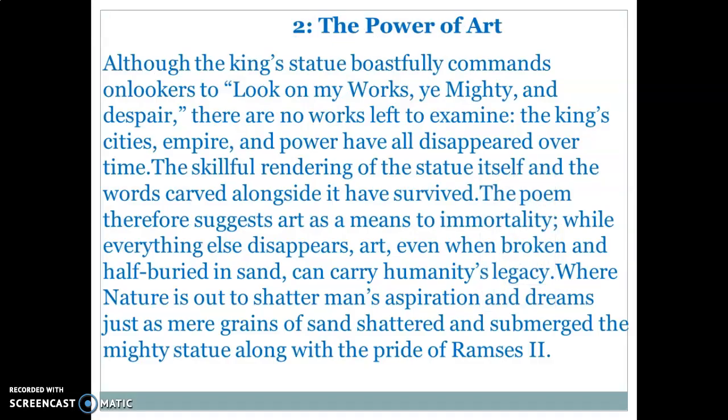Then the second theme is the power of art. Although the king's statue boastfully commands onlookers to look on my works, ye mighty, and despair, there are no works left to examine. The king's cities, empire, and power have all disappeared over time. The skillful rendering of the statue itself and the words carved alongside it have survived. The poem therefore suggests art as a means to immortality. While everything else disappears, art, even when broken and half buried in sand, can carry humanity's legacy, where nature is out to shatter man's aspirations and dreams just as mere grains of sand shattered and submerged the mighty statue along with the pride of Ramesses II.